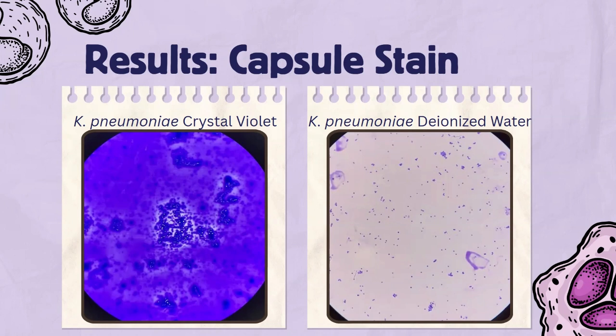And it's important to air dry it and not heat fix it in capsule staining because heat can destroy or distort the capsule, because it's so delicate and non-ionic. Air drying preserves the capsule structure, allowing it to be visualized as a clear halo around the cell.